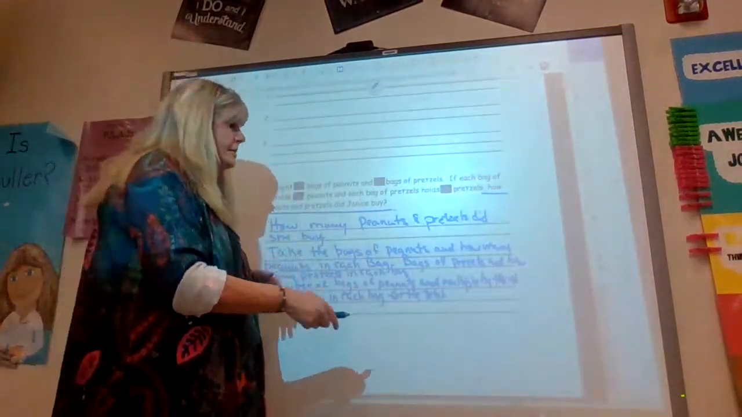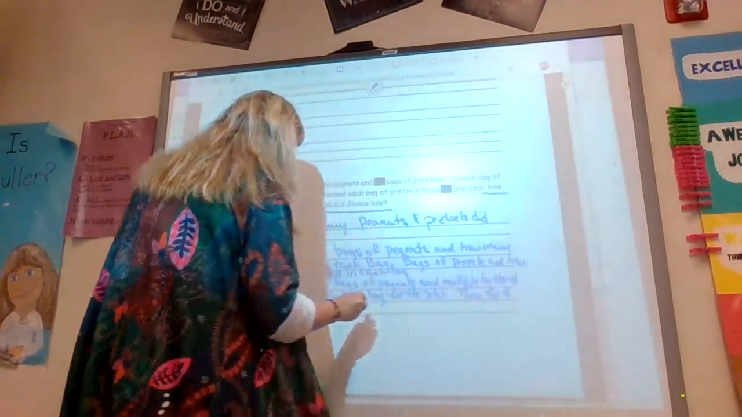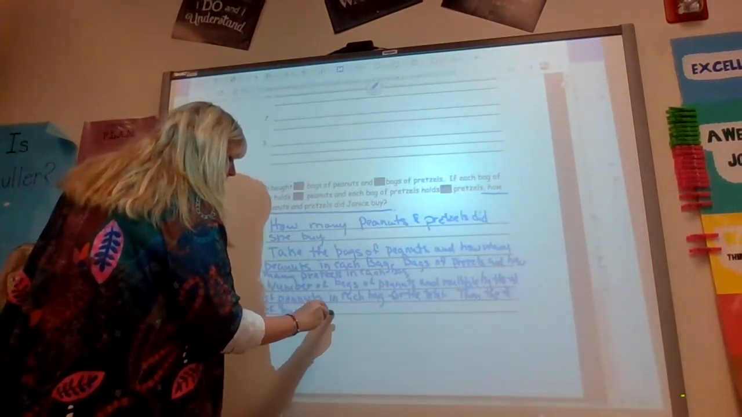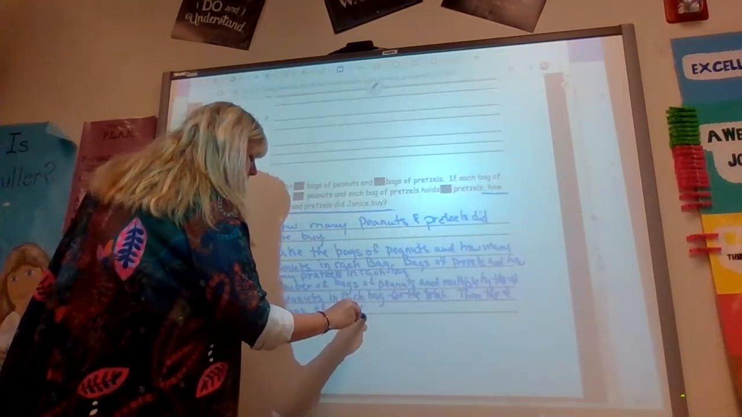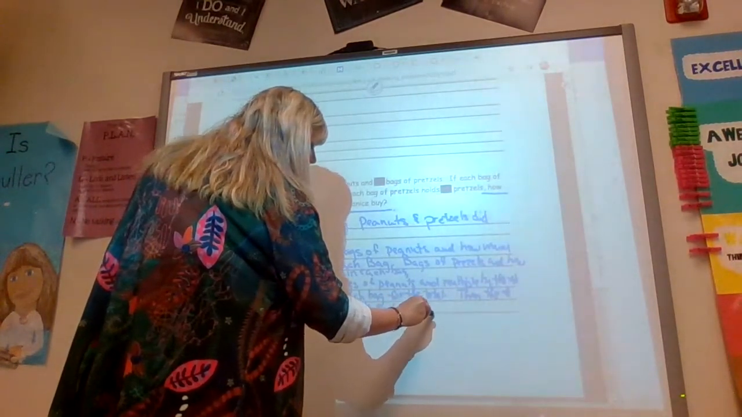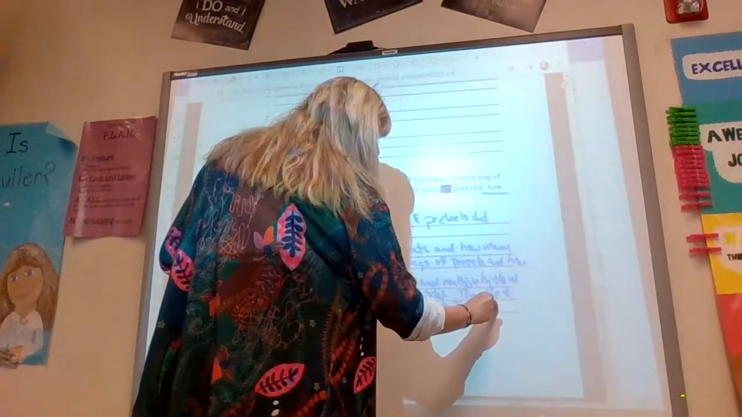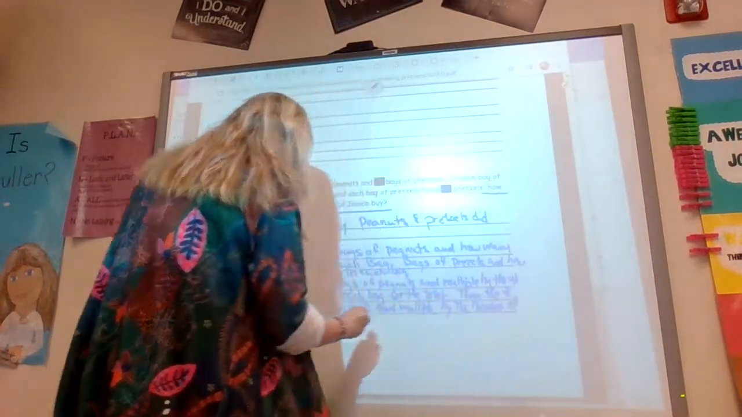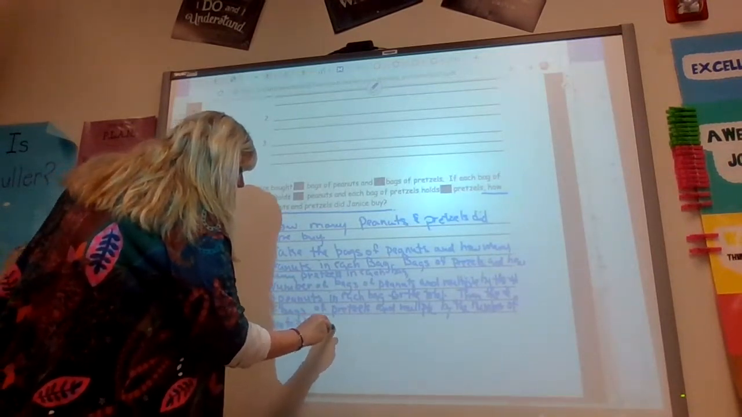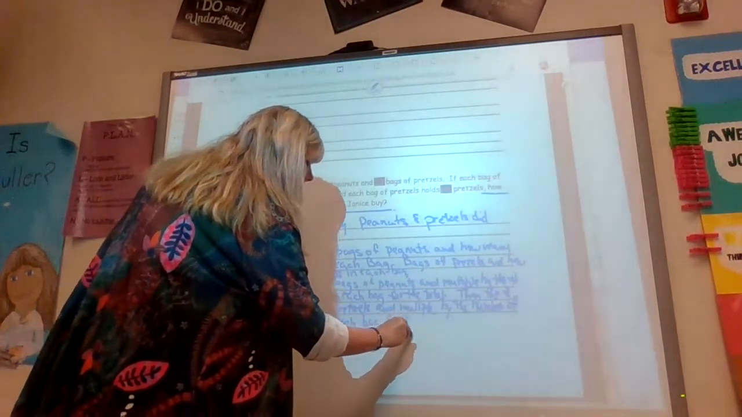Then I've got to figure out the pretzels. So then the number of bags of pretzels and multiply by the number of pretzels in each bag for the total.